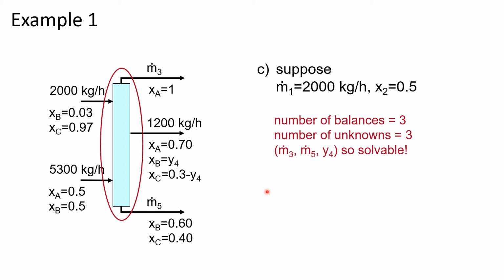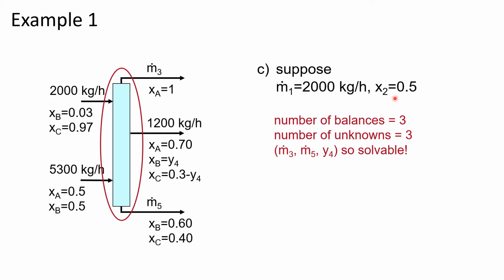For this problem, we're going to assume that M1 dot is 2,000 kilograms per hour, and we'll substitute that number over here into our process flow diagram. And we're also going to assume that x sub 2 is equal to 0.5. And we substituted that over here. And we know that x sub A, the mass fraction of component A, was a half, and the mass fraction of component B was just 1 minus that. So both are a half.